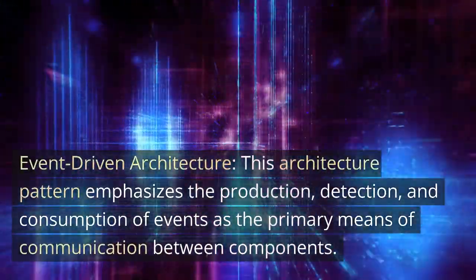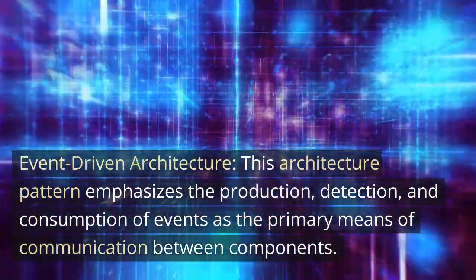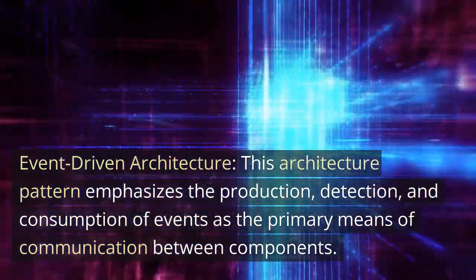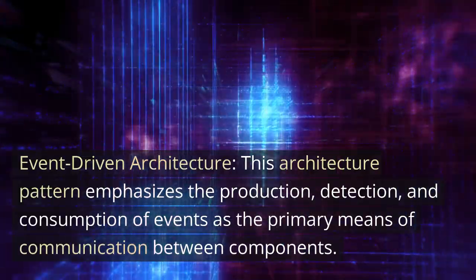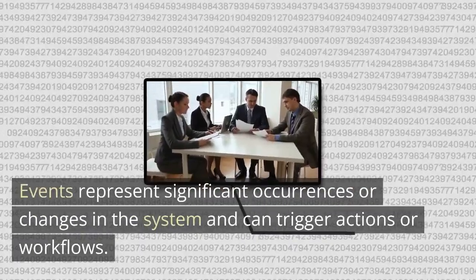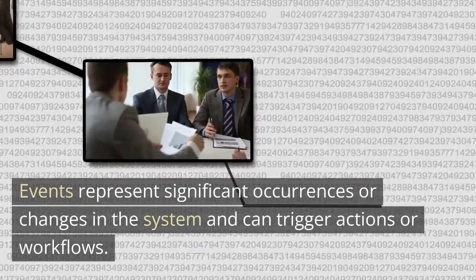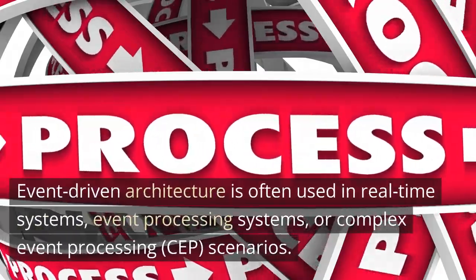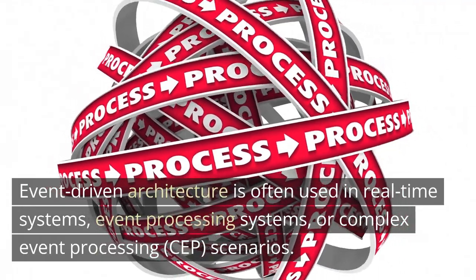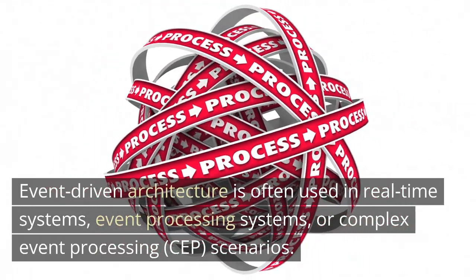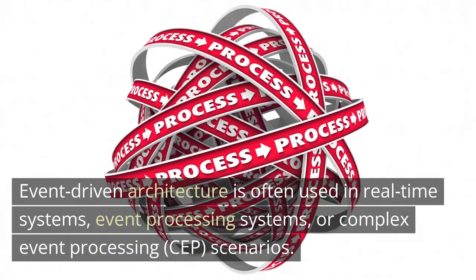Event-driven architecture. This architecture pattern emphasizes the production, detection, and consumption of events as the primary means of communication between components. Events represent significant occurrences or changes in the system and can trigger actions or workflows. Event-driven architecture is often used in real-time systems, event processing systems, or complex event processing (CEP) scenarios.